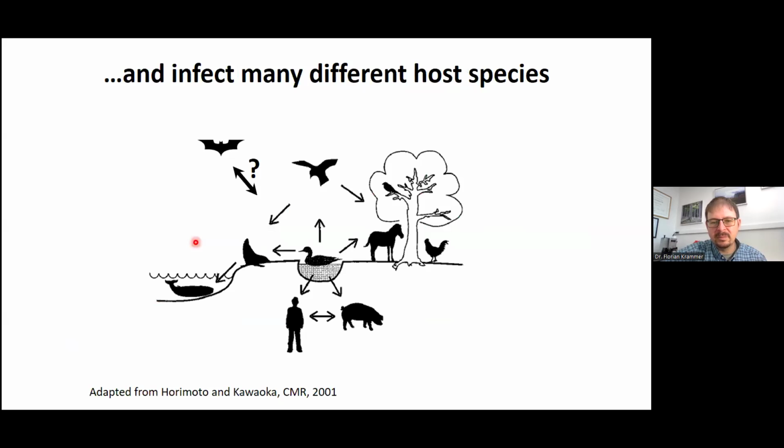And what makes this more problematic is that all these subtypes circulate in wild birds, but also in all kinds of other animals: marine mammals, domesticated animals, even pets. And basically, there is constant reassortment of these viruses, right? And so there's a lot of diversity out there, and we don't know what the pandemic potential of all these viruses is.